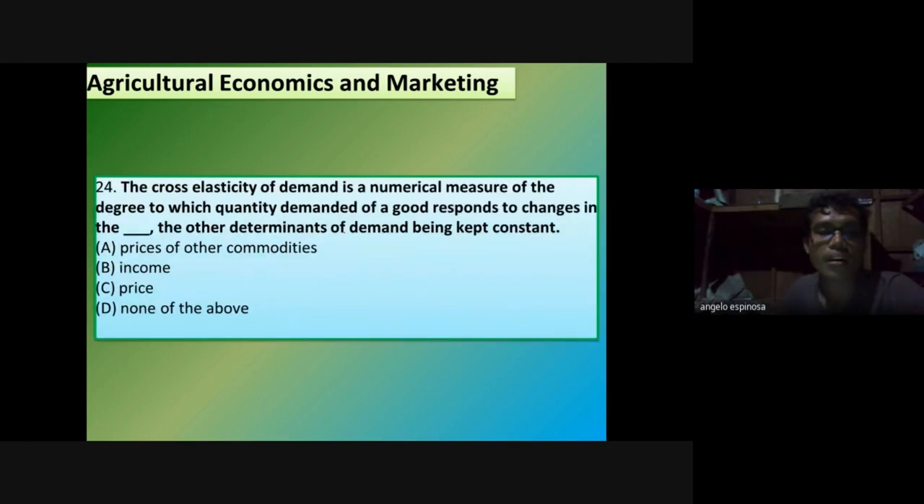Okay. We have number 24. The cross elasticity of demand is a numerical measure of the degree to which quantity demanded of a good responds to changes in the blank, the other determinants of demand being kept constant. So what do you call that cross elasticity? The correct answer here is prices of other commodities. Ito yung pinag-usapan natin, yung other related goods. Pag cross elasticity, ilagay na sa isipan agad natin yung other related goods, yung complementary at saka substitute goods.